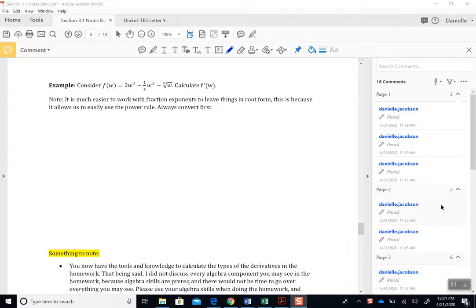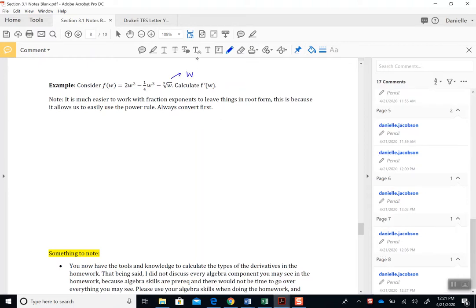Alright, so carrying on from the last video, I'm going to consider the function f of w is equal to 2w squared minus 1/4 w cubed minus the cubed root of w. Big tip that I have to give you is always change your roots into something with an exponent. You should remember properties of exponents. When you have a root, like a cubed root, it's w to the 1/3. If it's a fourth root, w to the 1/4, and so on and so forth. So I can go ahead and make this switch here, and that makes it way easier to take my derivative.